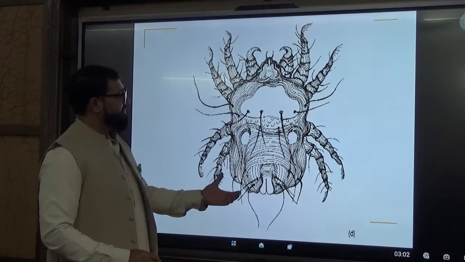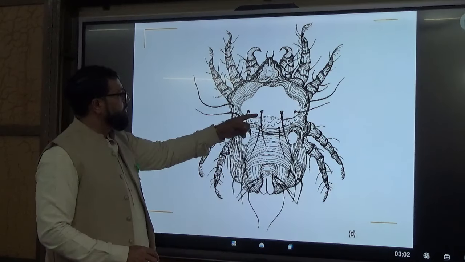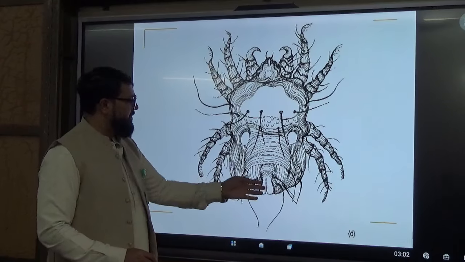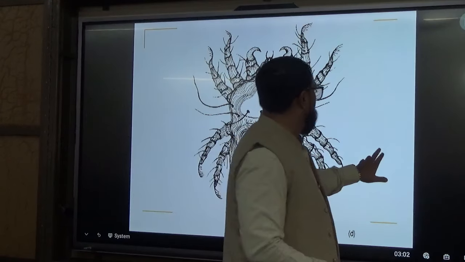And look at the 6 bristles, which are 1, 2, 3, 4, 5, 6. Total 6 bristles on the body of the mite.